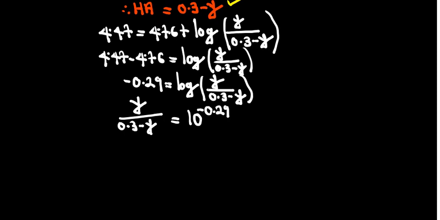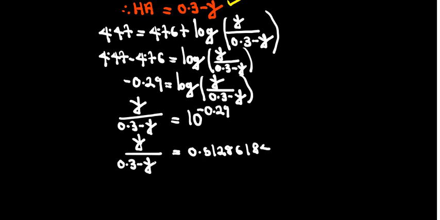So after collecting like terms, if you punch on your calculator 10 to the power negative 0.29, what value are you going to have? So let's proceed. I'm going to still have y over 0.3 minus y. We're going to have a value of what? My calculator is showing me 0.51286184.